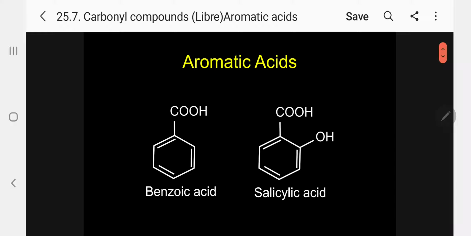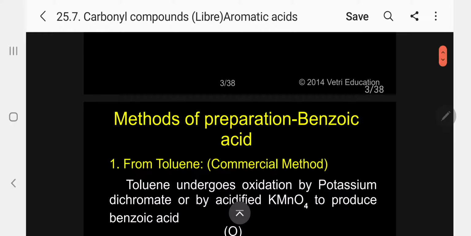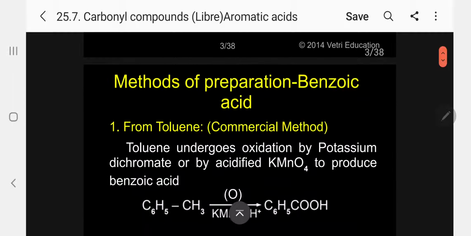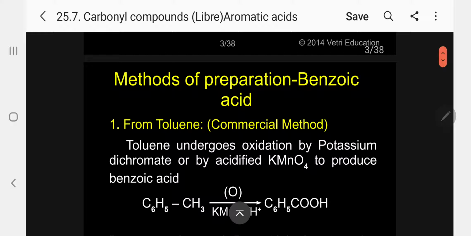Under the aromatic acids, the two important aromatic acids as per our syllabus we are going to discuss. One is benzoic acid, another is salicylic acid. We are going to concentrate. Kindly follow. Methods of preparation of benzoic acid. First, let me take first.